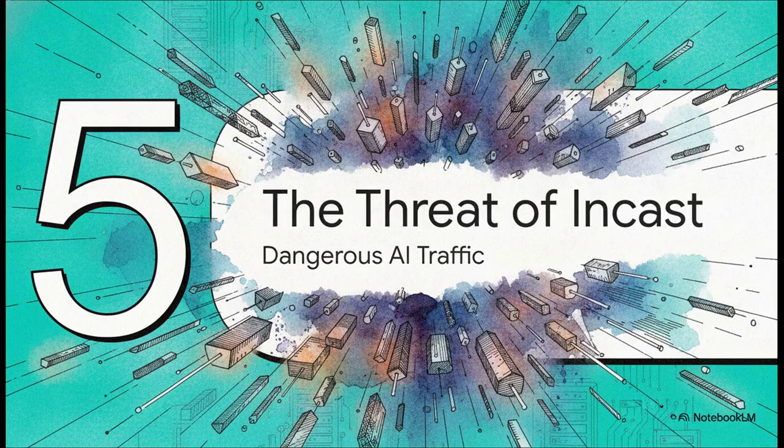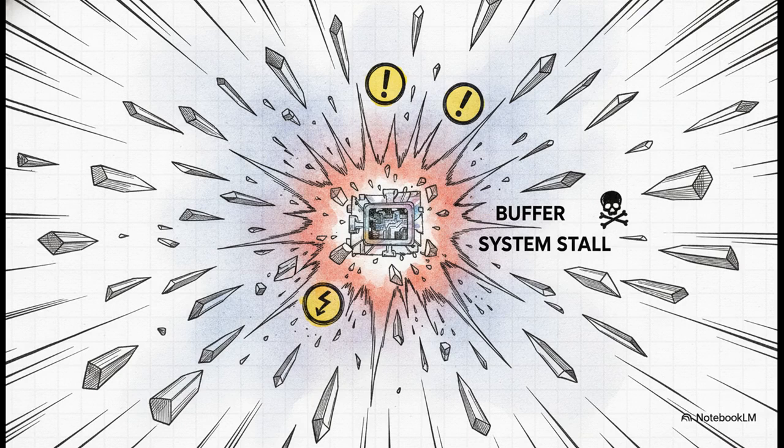Finally, Section 5, the threat of incast. So now we arrive at our last and, frankly, most dangerous AI traffic phenomenon from Chapter 10, incast congestion. This is an absolute nightmare for network engineers running AI workloads.